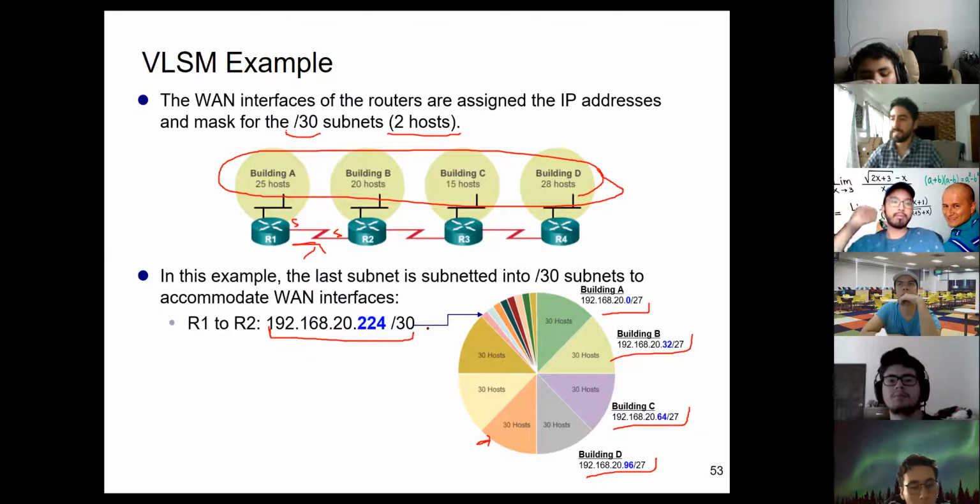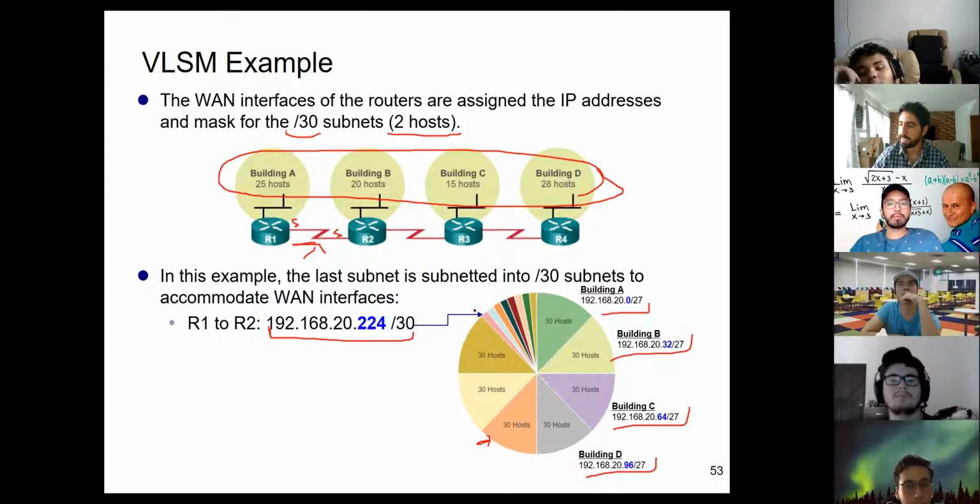Okay, so if it's clear, good. I hope it's clear. So the whole idea was not to waste all this range of IP addresses. We get one of these subnet masks and we divide it. We subnet that particular subnet. So it's a subnetting of a subnet.